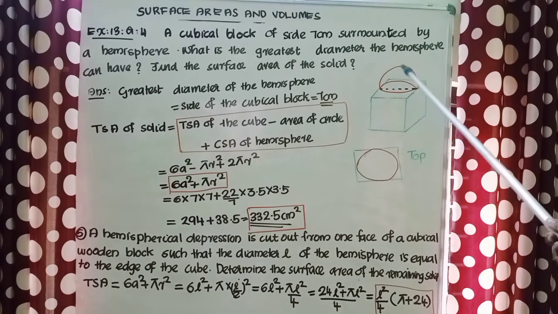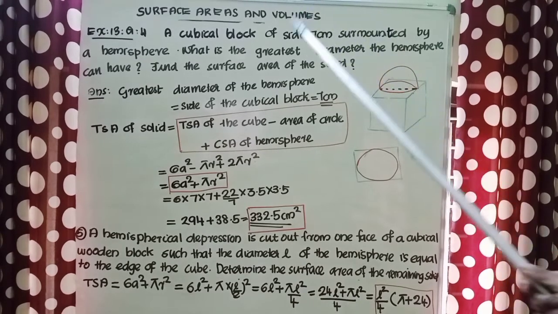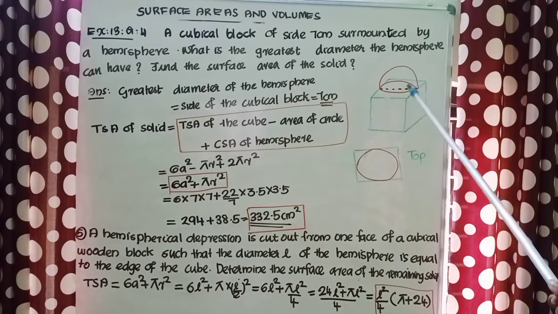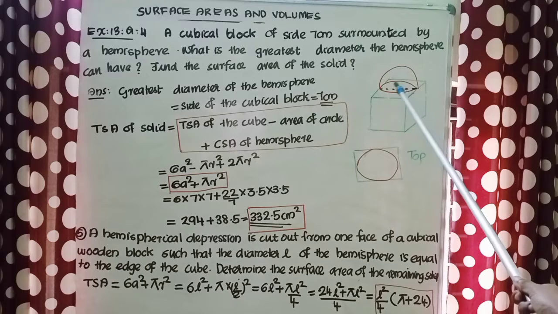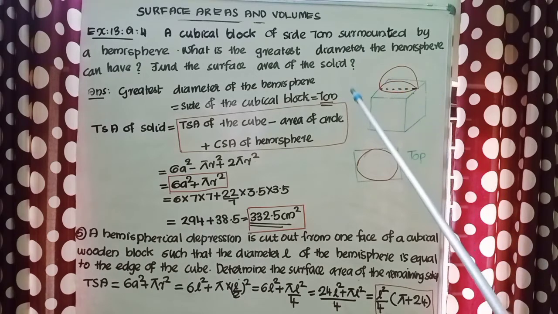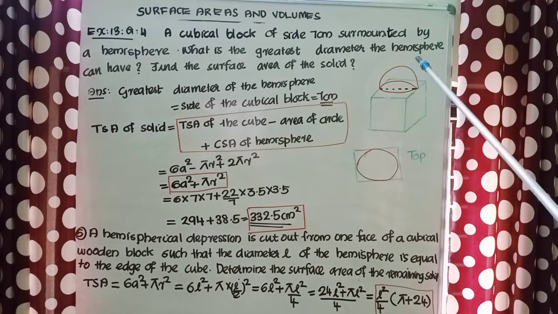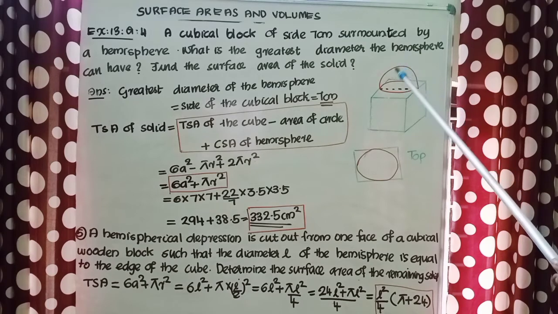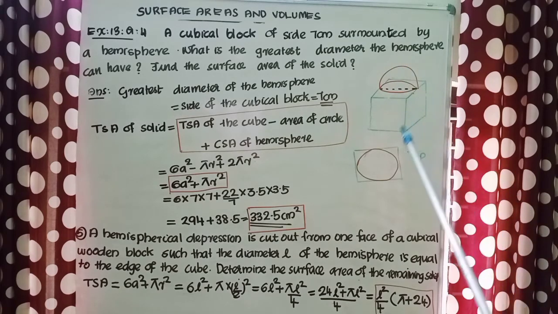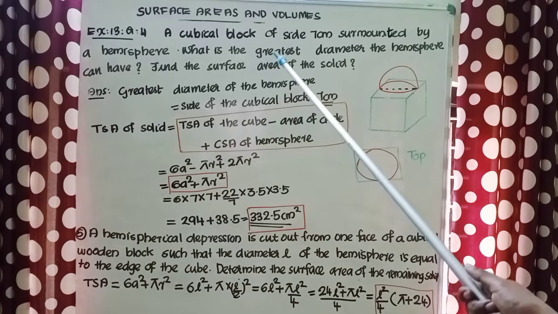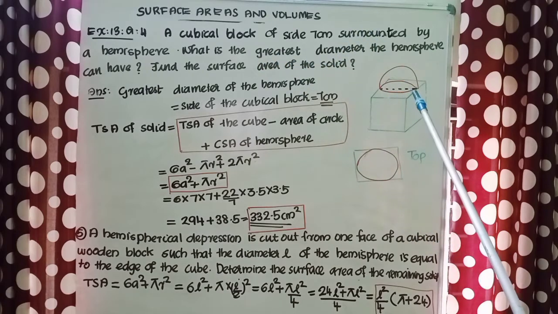You see, this is our hemisphere and this portion is the diameter of the hemisphere. So the greatest diameter the hemisphere can have, that is equal to side of the cubical block, that is 7 centimeter. So the diameter is 7 centimeter, therefore the radius is 7 by 2, 3.5 centimeter. Now the second question is, find the surface area of the solid.